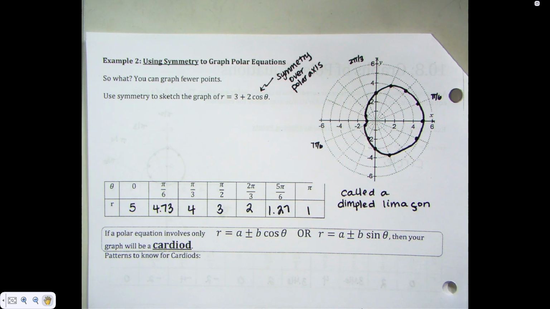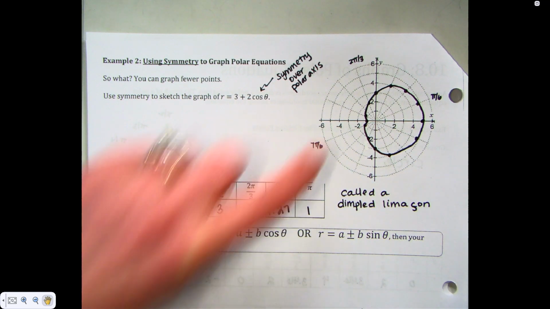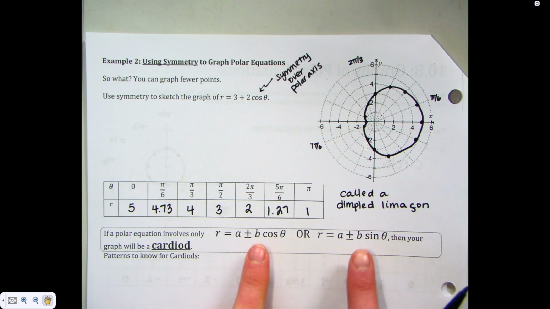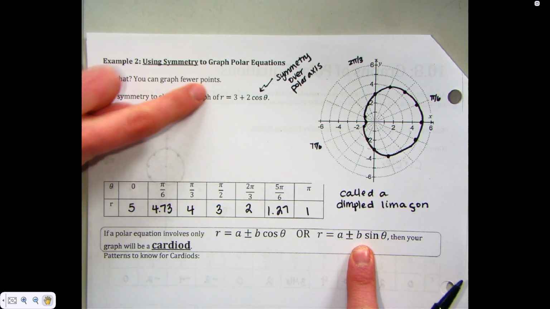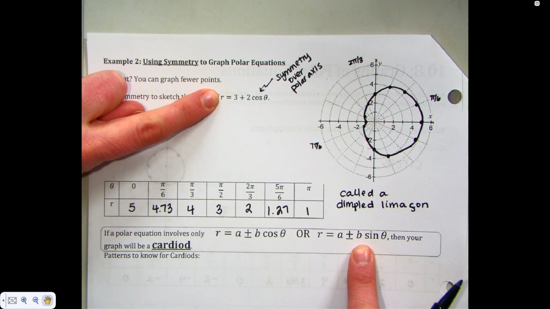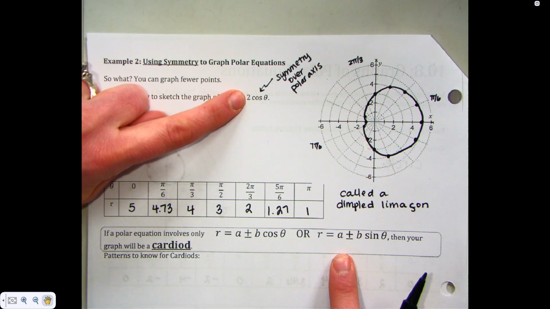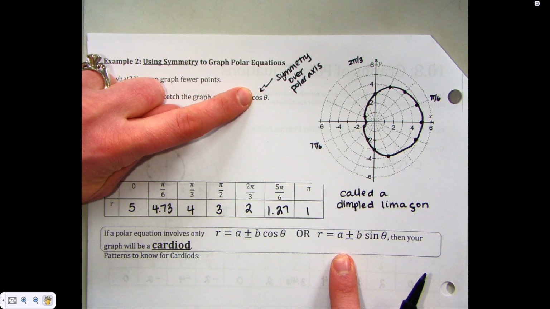And the differences between them are minor, but you can get more of a heart shape. This one doesn't have it pushed in quite as far as a heart would be. You can create loops and things. But in general, a cardioid takes this form. Okay? And there is an example right at the top here. You're going to have two constants, an A and a B. You have a constant, plus or minus, doesn't matter. And then there'll be a multiplier times either a cosine or a sine.